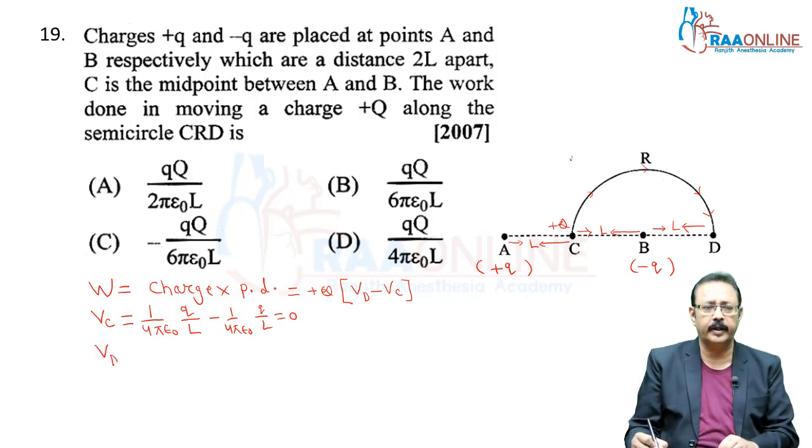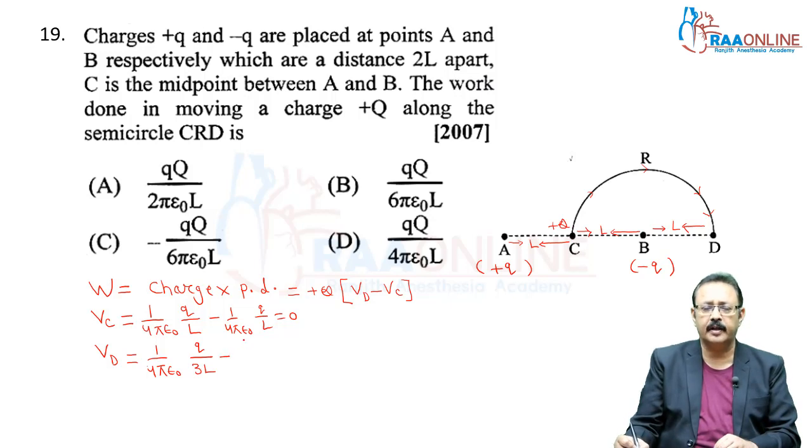What about VD? Now, we will calculate that VD. VD means potential due to charge A. First 1 upon 4 pi epsilon naught Q upon its distance from A, which is 3L.